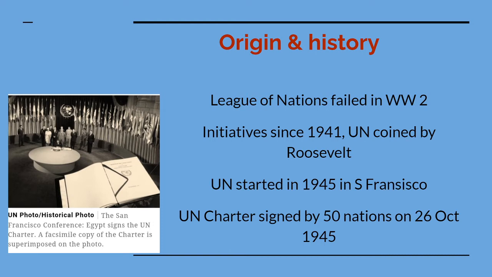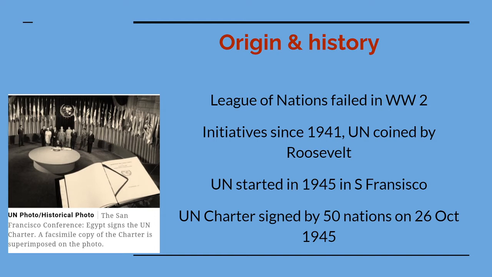Before the United Nations, was there any international body? Yes, there was, which is called the League of Nations. And it was established in 1919 after the First World War. But as the League of Nations failed to prevent the Second World War, the leaders of that time felt the need of another body, and that is how the UN came into being.